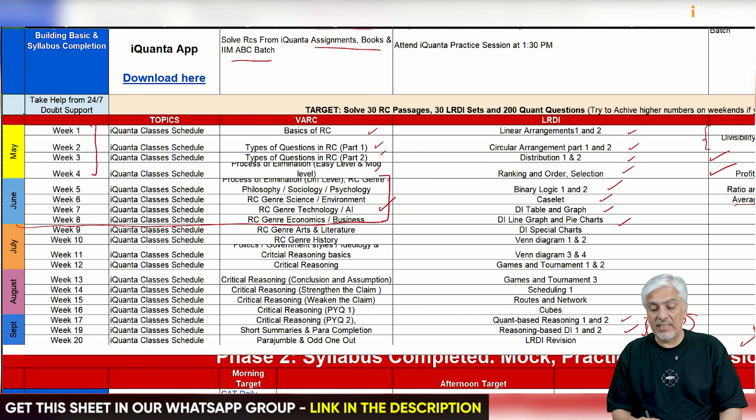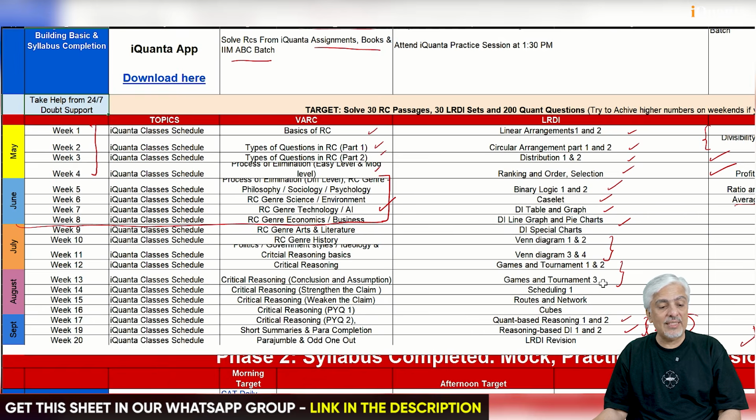But others are more or less logical reasoning plus some Quant or some DI in it. So never think directly, okay? Venn diagram becomes a very, very important area because one question on Venn diagram can always be asked. Games and tournaments help you understand a lot of things, even if the direct sets are not asked. So these are the ways the topics will be completed.